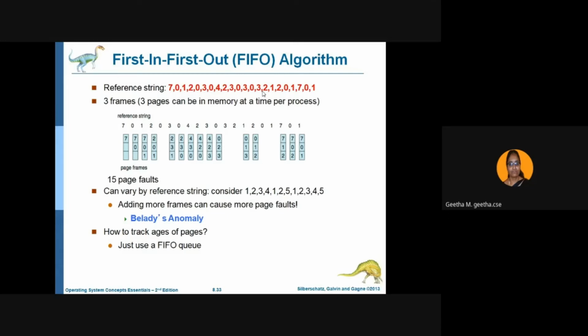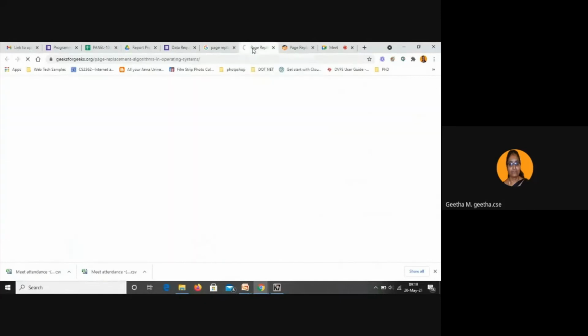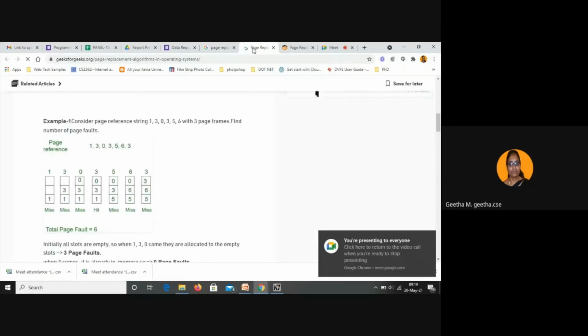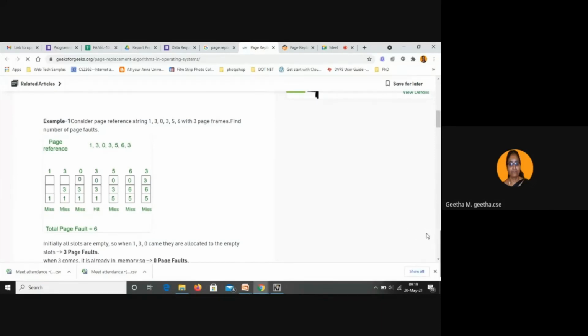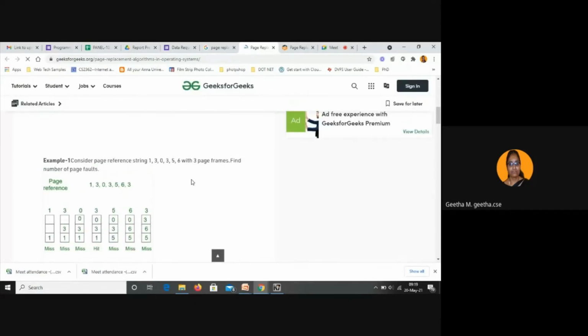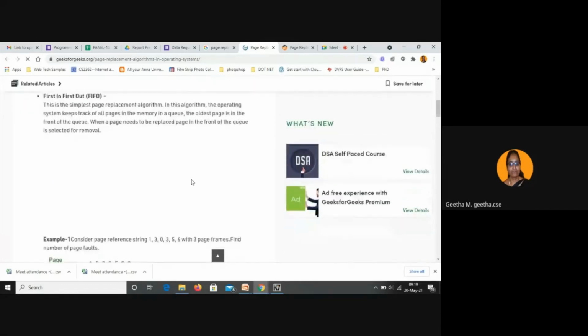So this is an example. Let me show you another example for the same one. This one is a very simple example. This is the FIFO algorithm example.